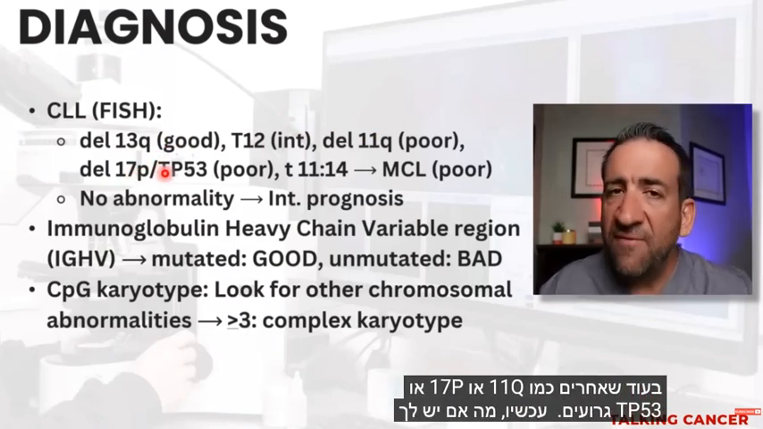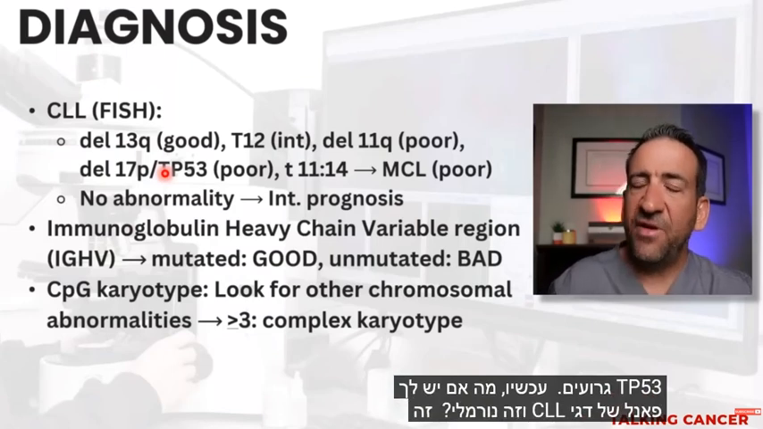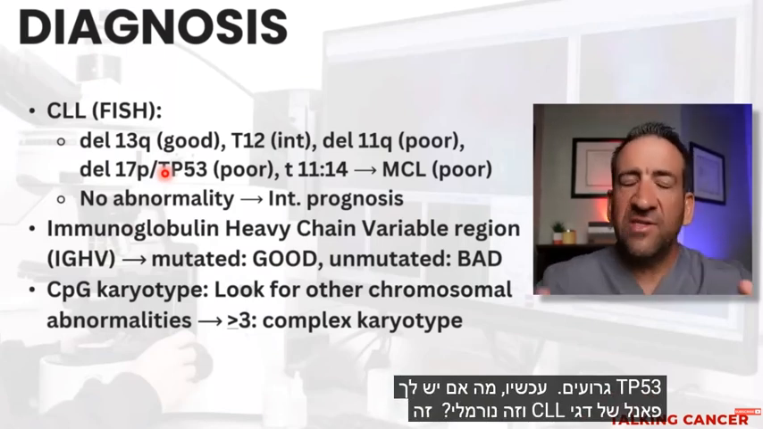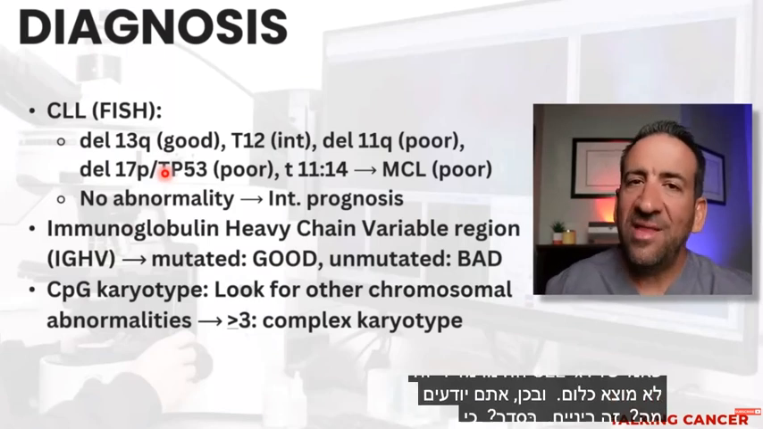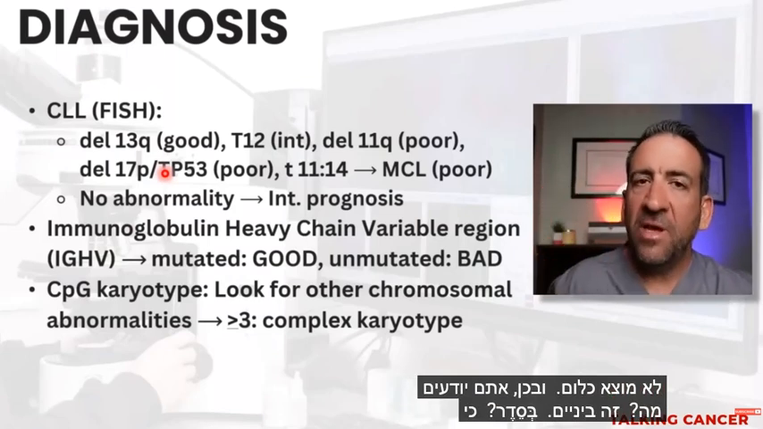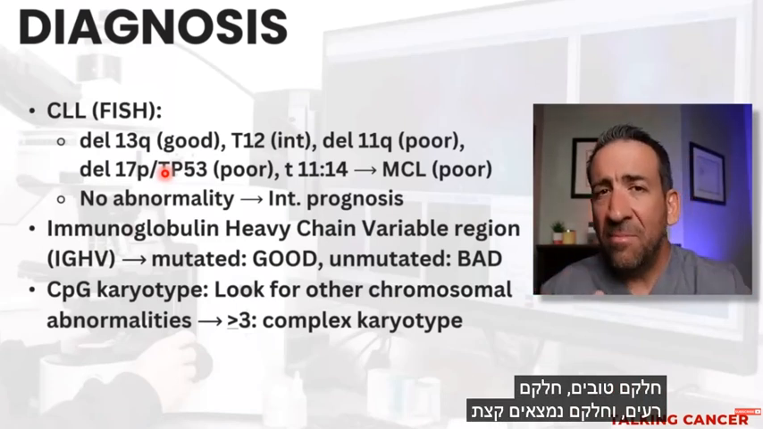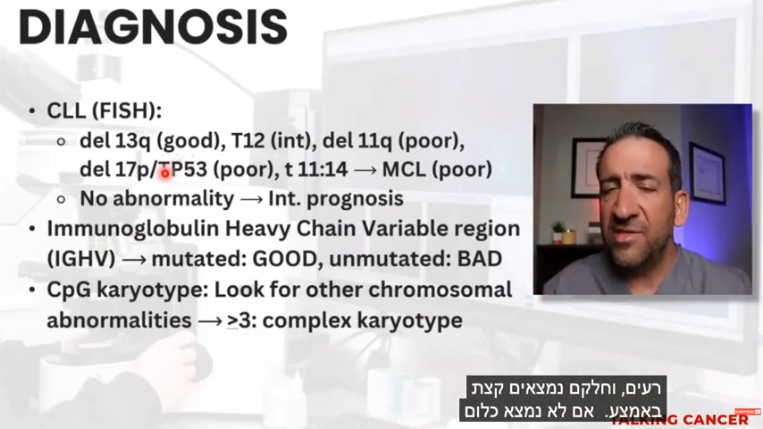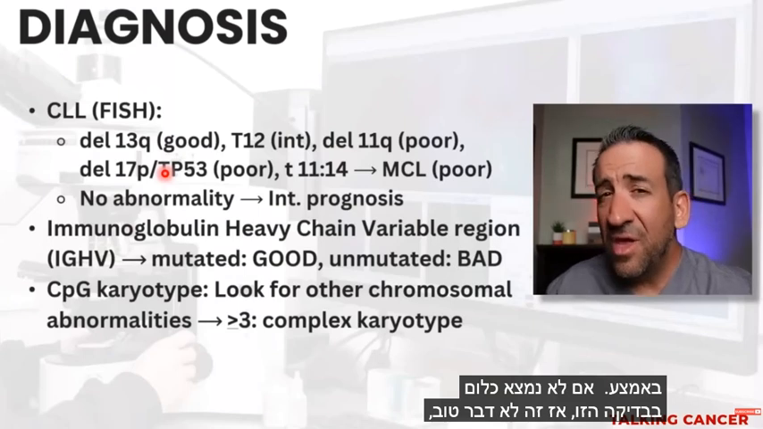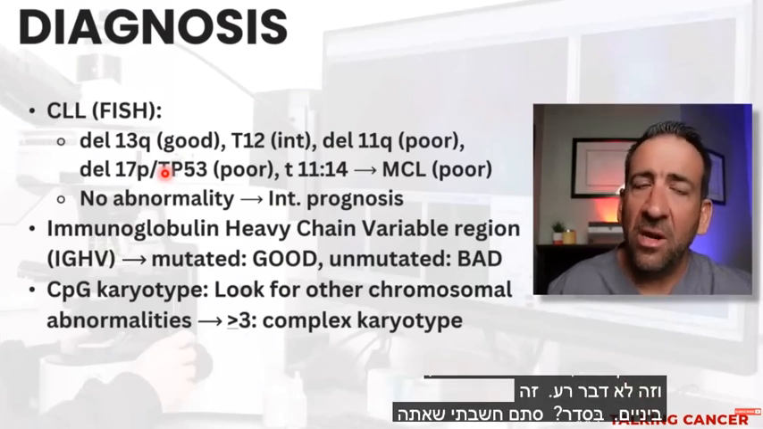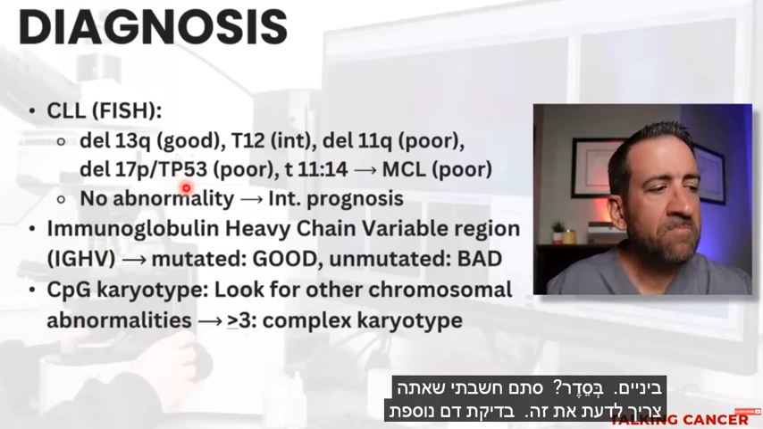Now, what if you have a CLL FISH panel and it's normal? It doesn't find anything. Well, you know what? That's intermediate, okay? Because some of them are good, some of them are bad, and some of them are kind of in the middle. If we don't find anything on this test, then it's not a good thing and it's not a bad thing. It's intermediate, okay? Just thought you needed to know that.